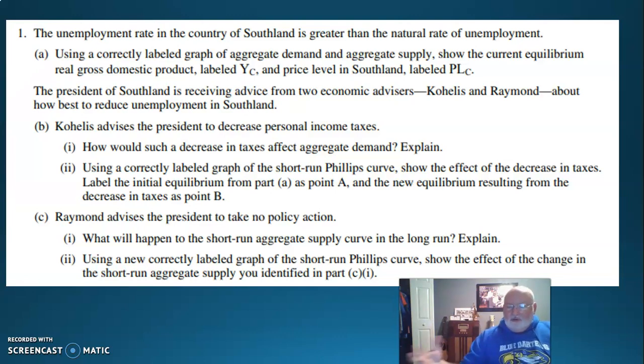By the way, just as a point of review here, Cohilis is a Keynesian economist. In other words, remember that story I told you about the Holocaust? People want the government to do something. Believe me, look at what's going on right now.